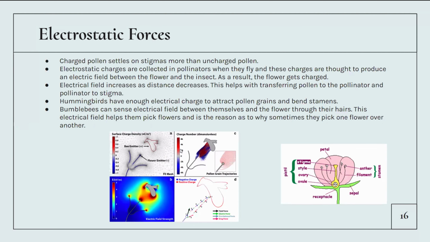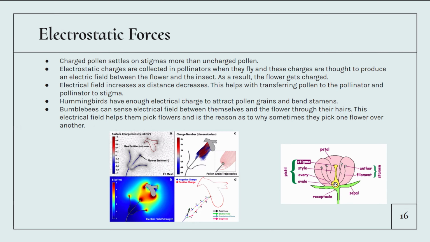Now I will talk about electrostatic forces involved in flower pollination. First, charged pollen is able to settle onto the stigma of the flower better than uncharged pollen, which is important for fertilization. Electrostatic charges accumulate on flying pollinators, and these charges start to create an electrical field between the flower and the insect. The flower also has a charge, so the electrical field is stronger when the distance between the flower and insect decreases. This electrical field also aids in the transferring of the pollen from the anther to the pollinator and the pollen from the pollinator to the stigma.